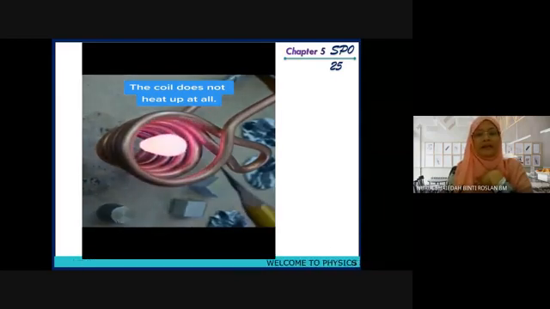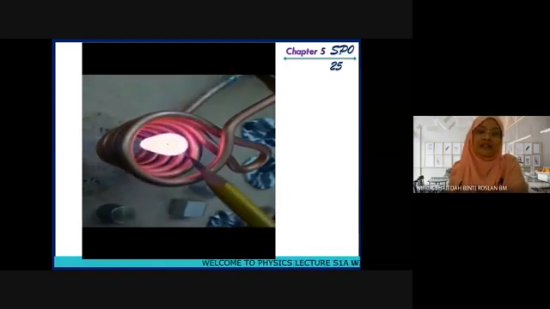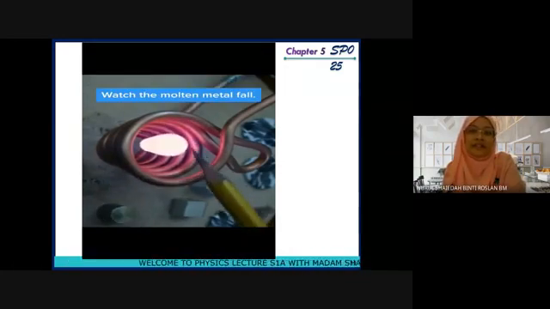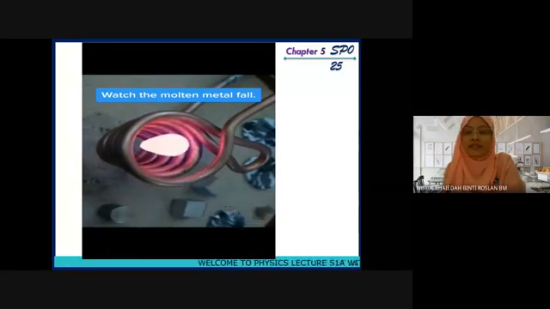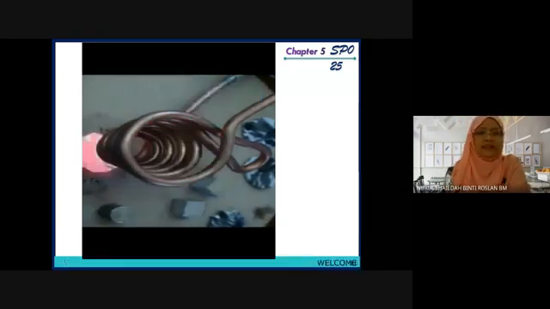But why is this melting? Because electromagnetic induction has occurred. This is one example of electromagnetic induction. You can Google this one, and I found this one on TikTok. You can go through this one again. Then the molten metal will fall down.